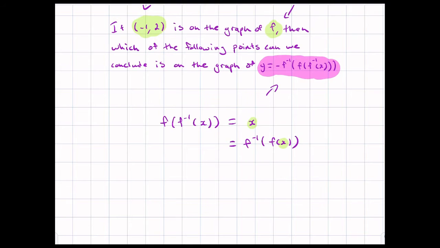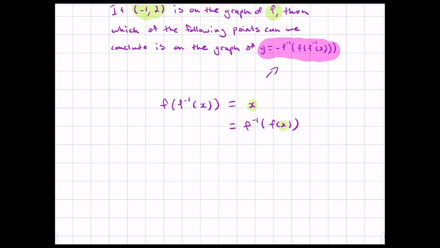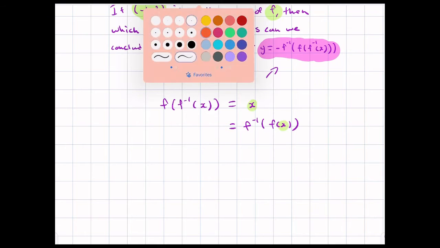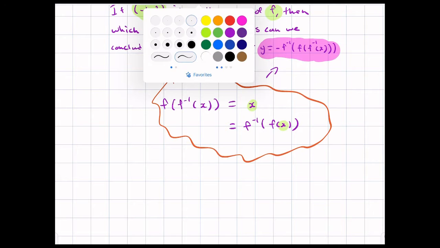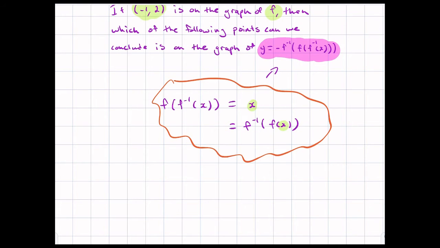Same thing, f undoes f inverse, right? When I apply f to f inverse of x, I get x back. So this is the key. This is the key relationship that allows us to solve this problem. And again, sort of breezing over a lot of stuff here, but it's all in the inverse videos about domains and codomains and ranges and everything.